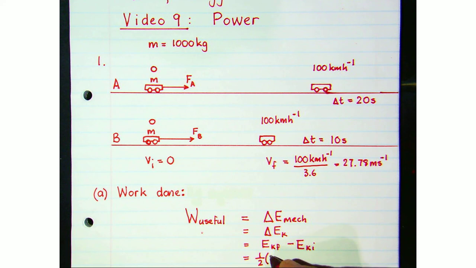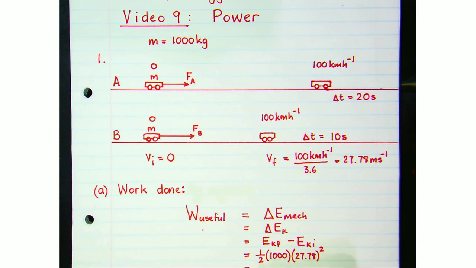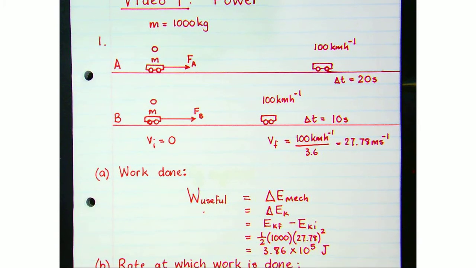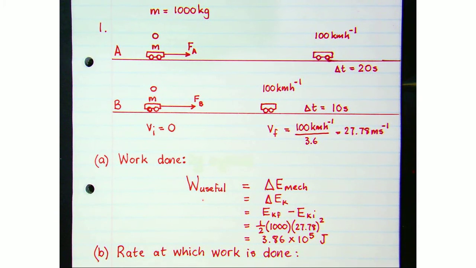and here we said the mass of the car was 1000 kg, and it reaches a speed of 27.78 meters per second. We have to square that speed, and if we put all of that into the calculator, we should get a value of 3.86 times 10 to the 5 joules.